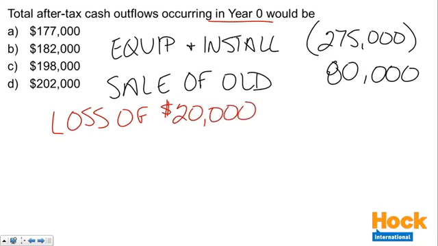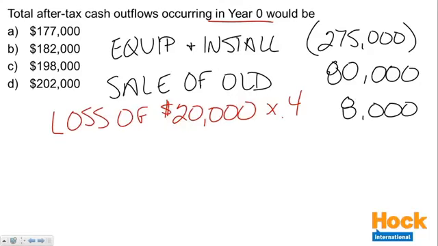That's tax deductible. That's going to be a reduction of our taxable income. So we're going to save on our income taxes. We're going to save 40% of that amount. So we multiply that by the tax rate of 40%, and we get another cash inflow. It's not so much somebody's giving us cash, but it's a reduction of our cash outflow of $8,000 because we have that $20,000 loss on the sale of that equipment.